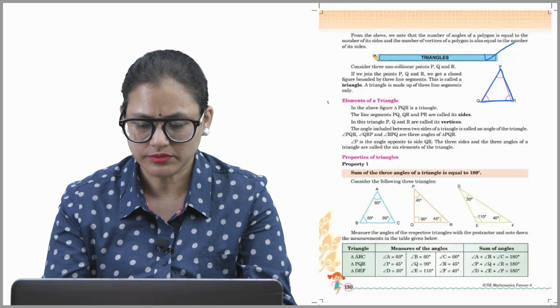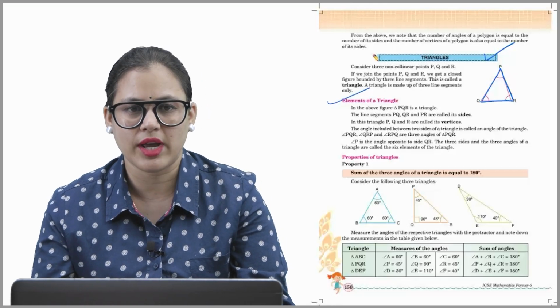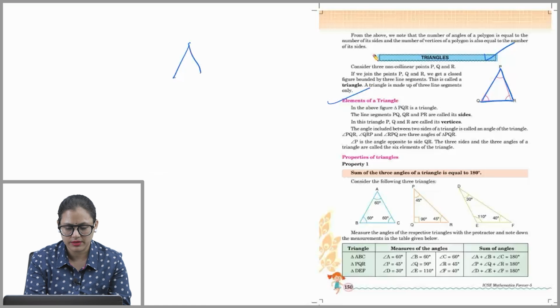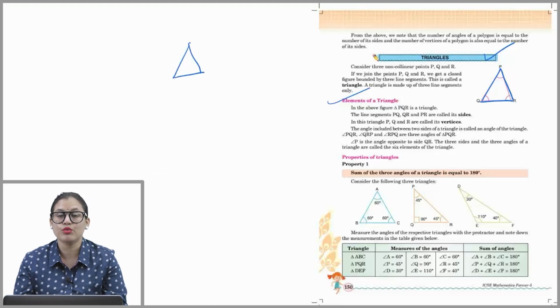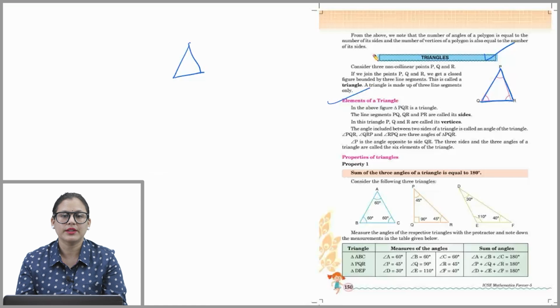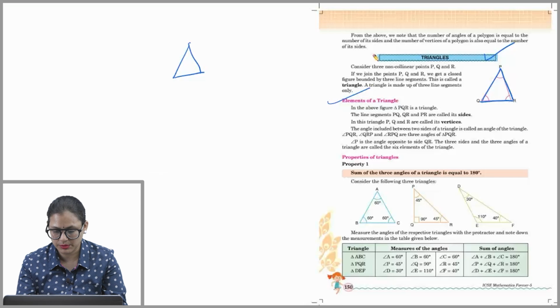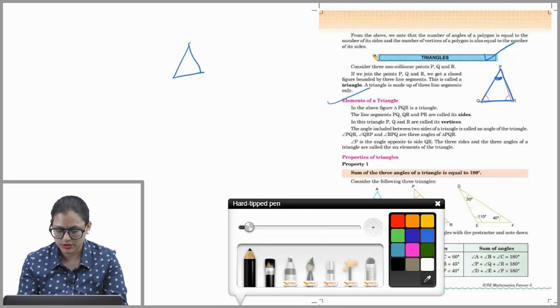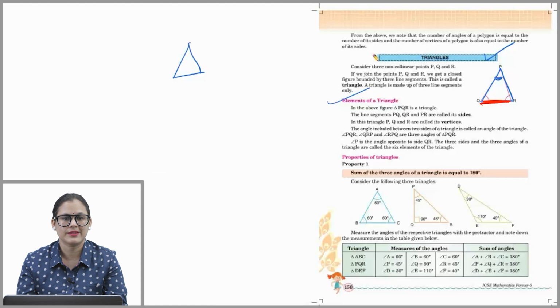Elements of a triangle. In the above figure, triangle PQR is a triangle. See, this is the symbol of a triangle. Okay. The line segments PQ, QR and PR are called its sides. In this triangle, P, Q and R are called its vertices. The angle included between 2 sides of a triangle is called an angle of the triangle. Angle PQR, okay, angle QRP and angle RPQ are the 3 angles of triangle PQR. Angle P is the angle opposite to side QR. As you can see, this angle P is opposite to the side QR. Okay.